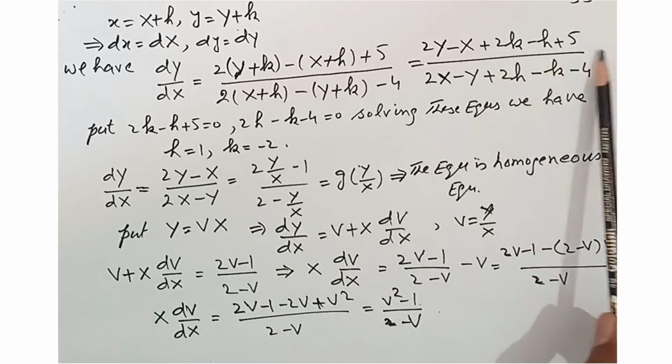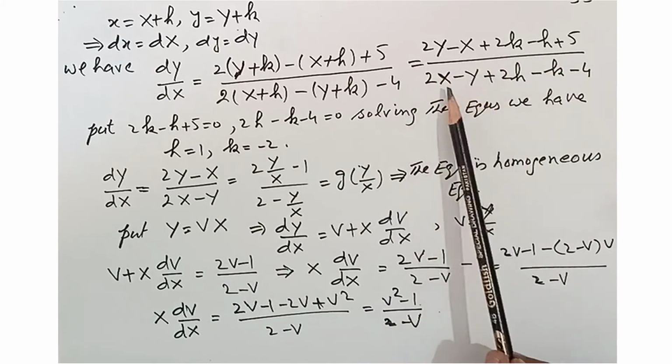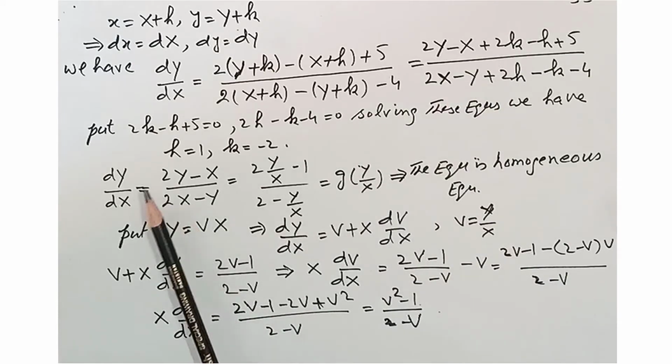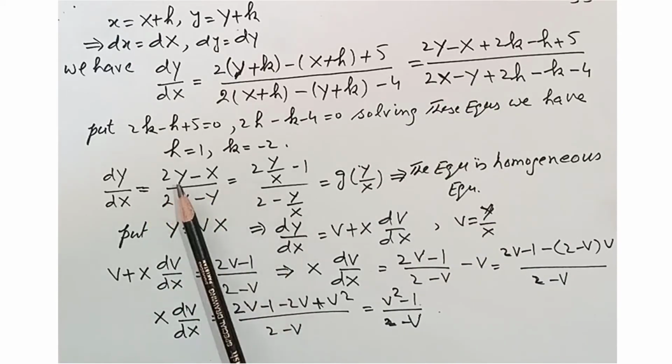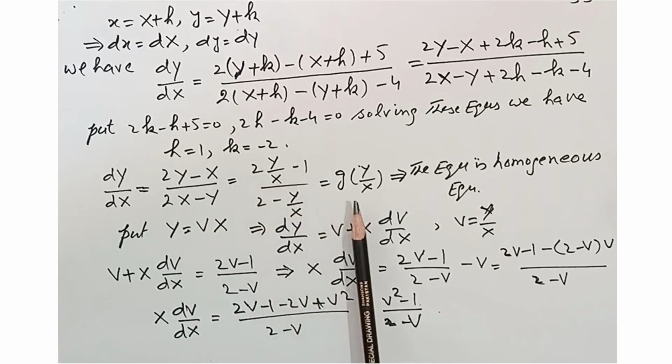So this is 0. We have dY by dX equal to 2Y minus X divided by 2X minus Y, and dividing this term by X, this becomes 2Y by X minus 1, and this is 2 minus Y over X. This is a function of y over x.